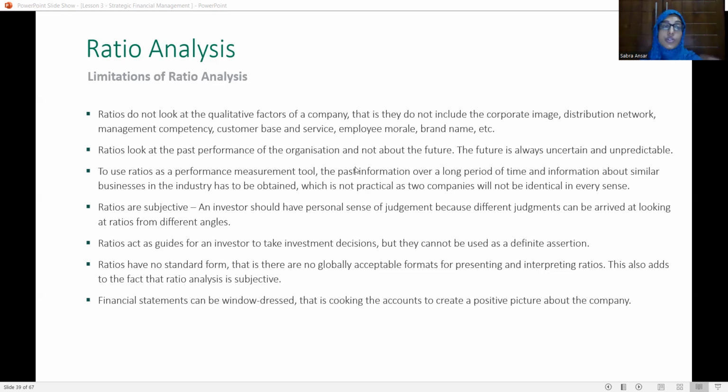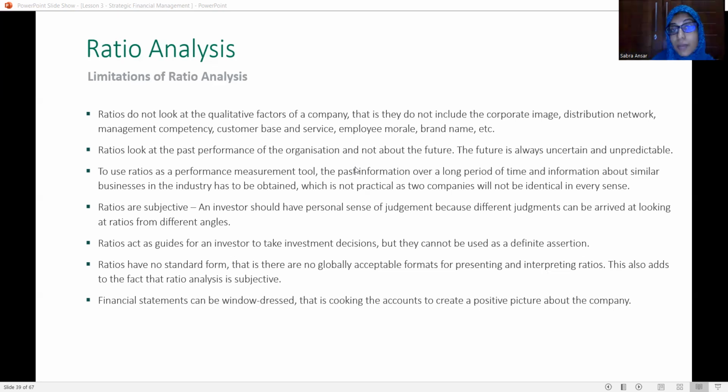The second thing is that ratios look at the past performance of the organization, not the future. The future is always uncertain and unpredictable. Therefore, just looking at past performance does not necessarily say that the company would do better in the future. It is a limitation because we are only looking at past performance in order to calculate this.